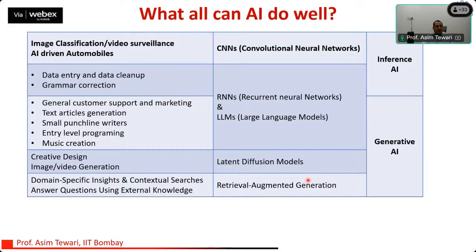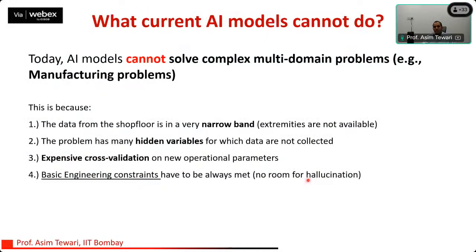So let's see what it cannot do. That's a bigger question, and this list is, by the way, shrinking every day. So today, AI models cannot solve complex multi-domain problems. An example of that is a manufacturing problem. Just imagine you have a very complex manufacturing process, and AI will not understand all of that. So for instance, you have a welding operation happening.